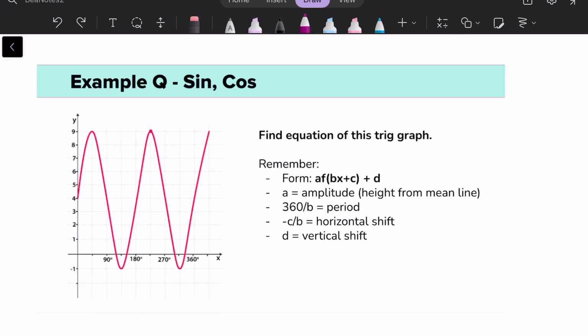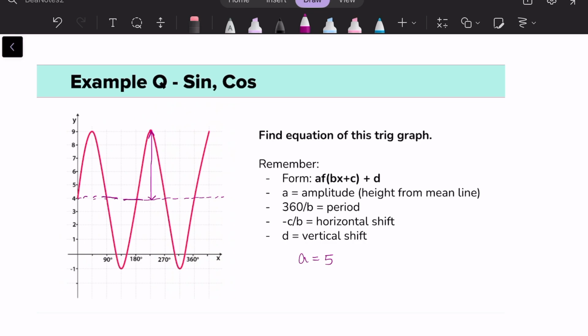So here I have a sample question from my PowerPoint. Find the equation of this trig graph, remembering the following things that we just talked about. Firstly, the mean line is here. We mentioned that a is the amplitude, which is the height from the mean line to the peak of the graph, like this length. And so we know in this case, a equals 5. So we're done with a.